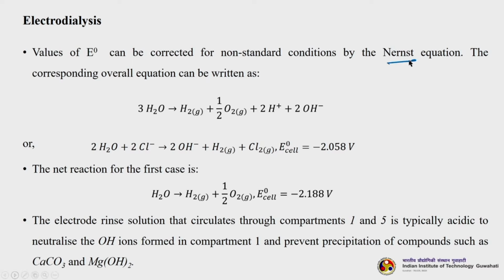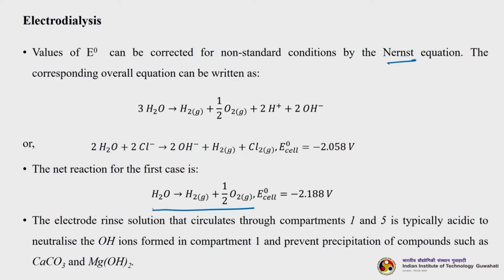The corresponding overall equation can be written as 3H2O giving H2 in the form of gas plus half O2 in the form of gas plus 2H+ plus 2OH-, or 2H2O plus 2Cl-, if chloride is present, gives 2OH- plus H2 in the form of gas plus Cl2 in the form of gas. The net reaction for the first case is water splitting into hydrogen in the form of gas plus half oxygen in the form of gas.